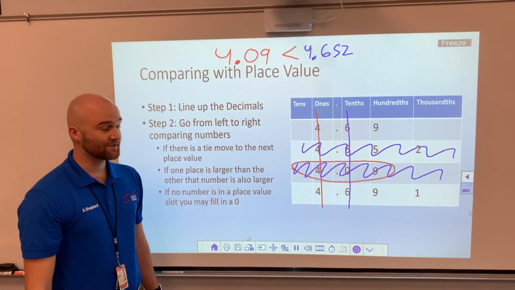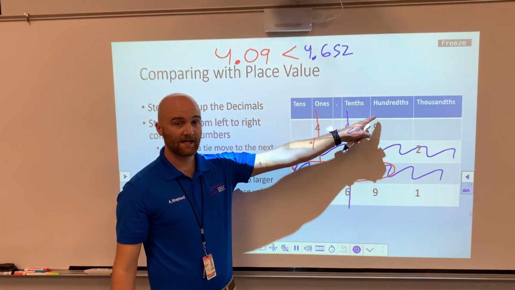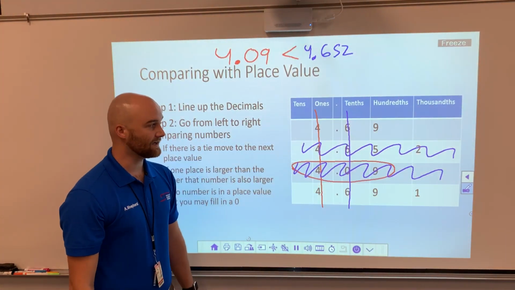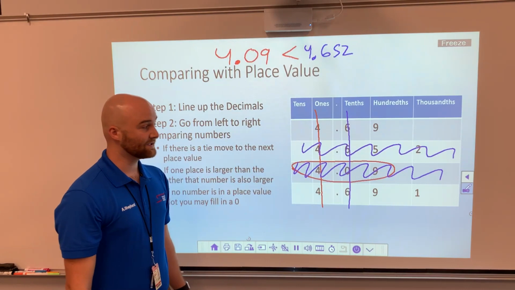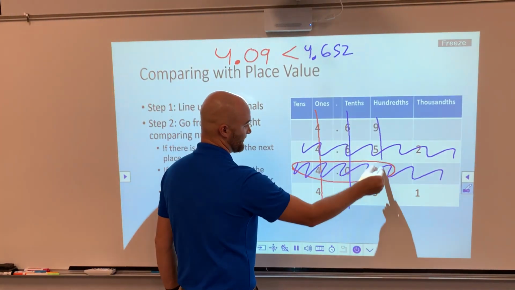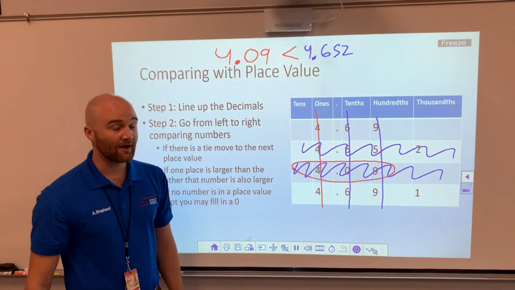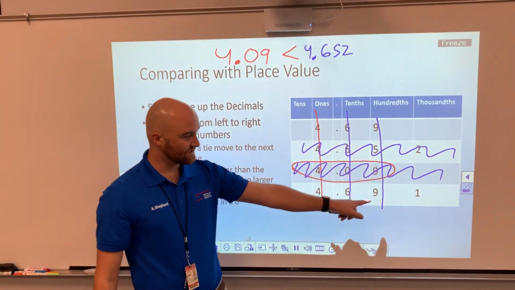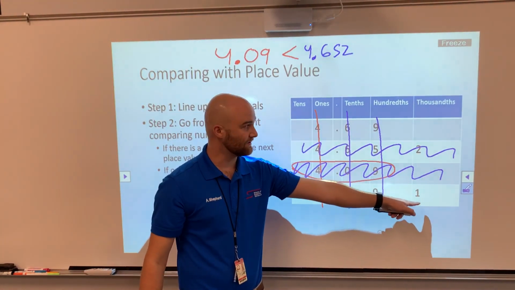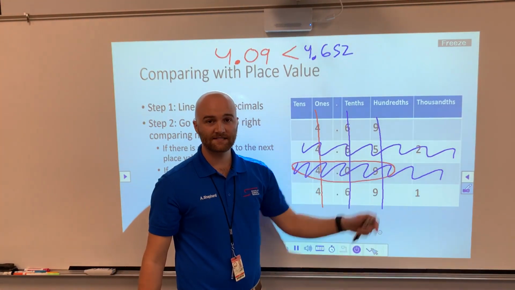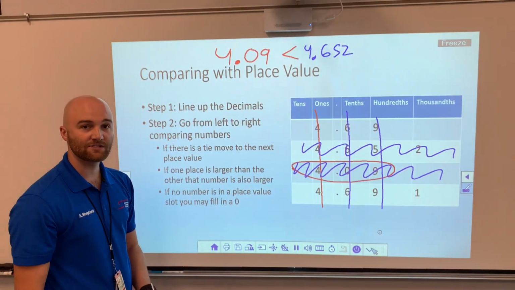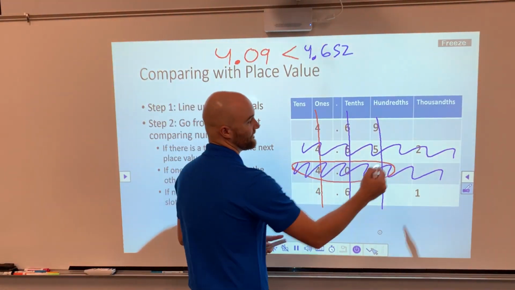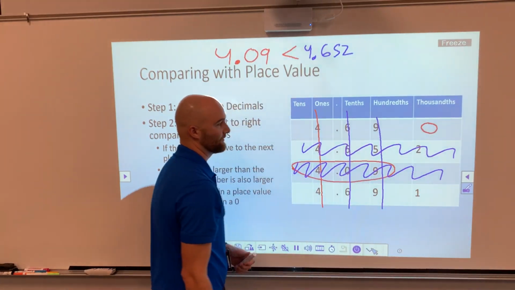Now I go back to the numbers that are still left over. I see 9s. These 9s are tied, so I'm going to move on to the next one. I'm going to cross them out. Now I'm in this last place, and I notice this number has a 1 here in the thousands place, but this number has nothing there. Don't worry, I can just fill in a 0.